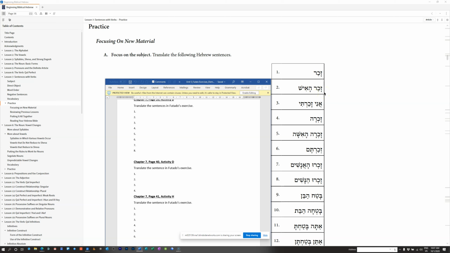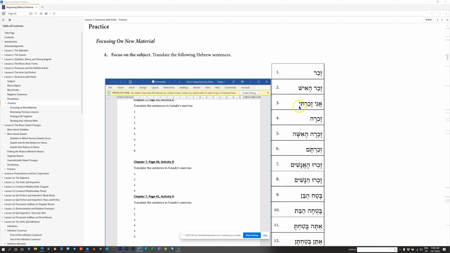Okay, so in Hebrew, your usual word order in a sentence is you're going to have your verb first. In English, we usually have the subject first, and then the verb, and then the direct object, and then the indirect object, like that. Well, in Hebrew, you have the verb first, and then you usually have the subject directly after the verb. And then you'll usually have the definite or indefinite direct object after the subject. So, Zachar ha'ish, the man remembered.